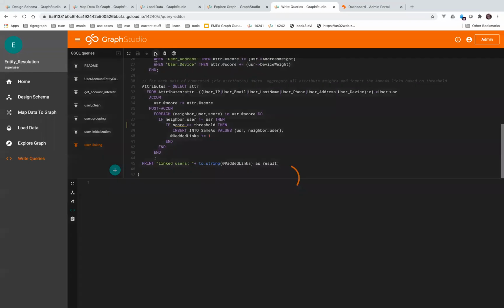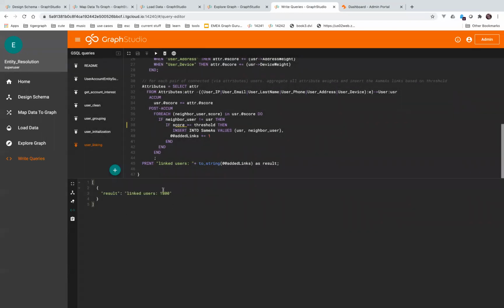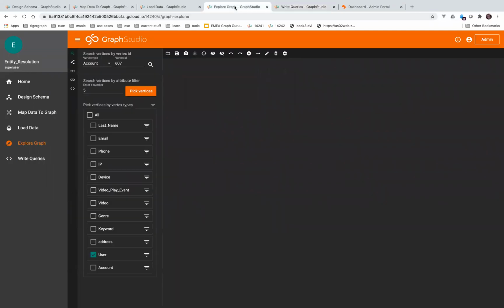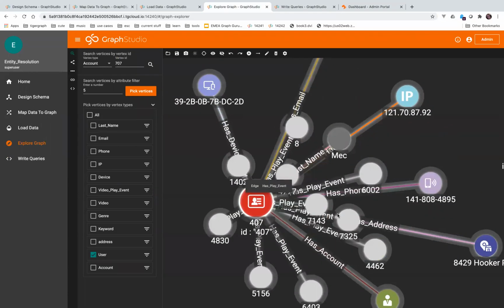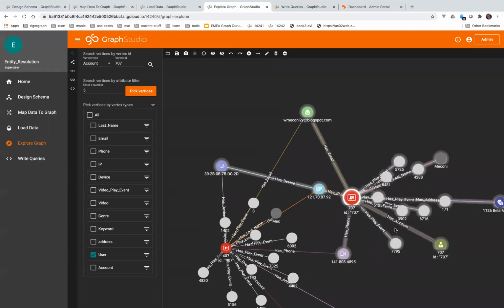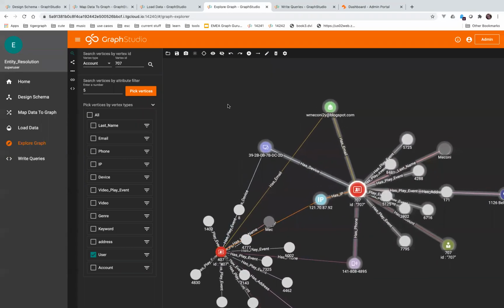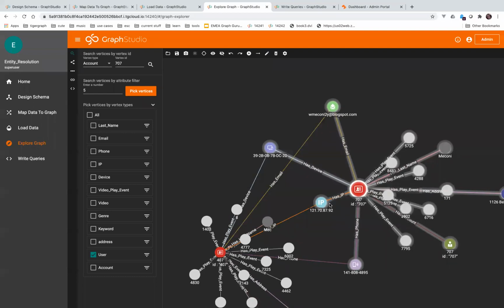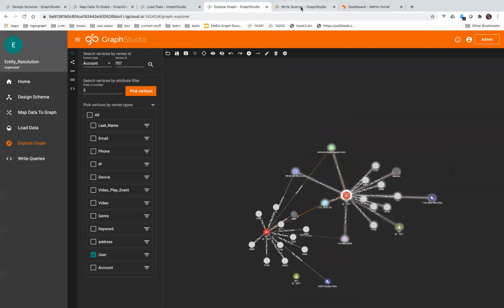So if we run it, okay, it's linked 1,800 users together. Let's see if we can actually see some of those users. So I happen to know that 407 is an interesting user. 707, I think, is the other one. Let's see if they've linked together or not. Yes, so we can see that they have lots of common information. So the question now is, how do we get these to actually link together?